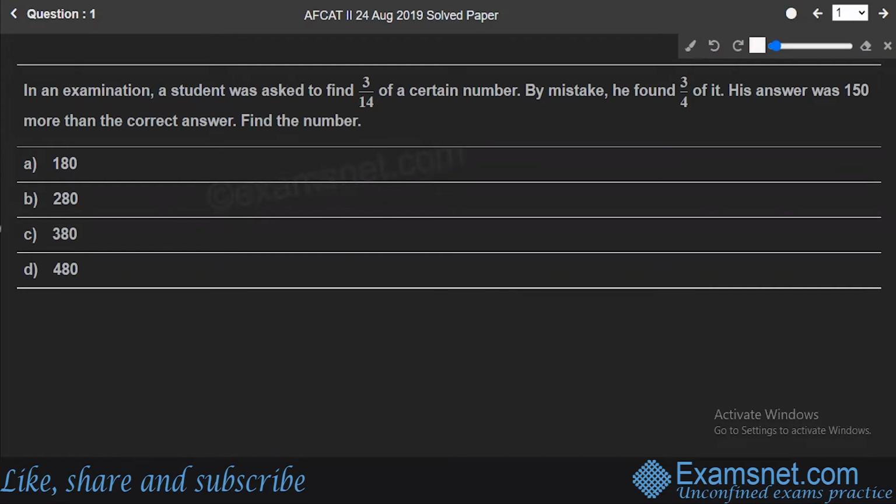We'll be solving the AFCAT 2, 24 August 2019 solved paper. So we'll be solving some good 100 questions. The first 25 questions are from mathematics. So let's start with the very first one.